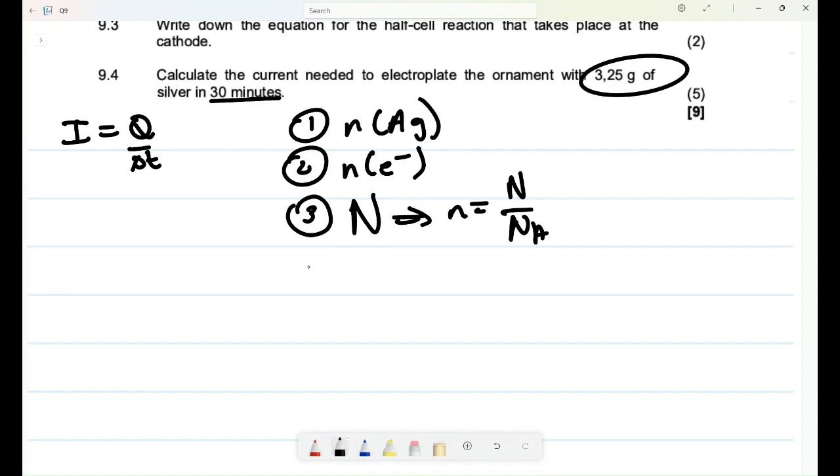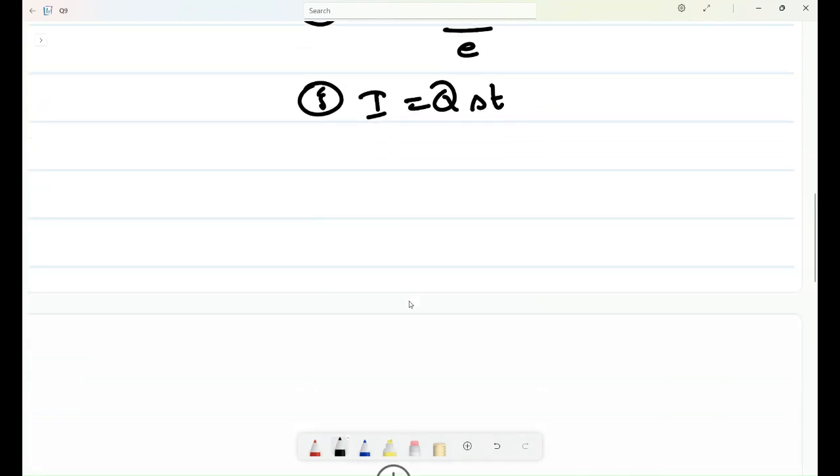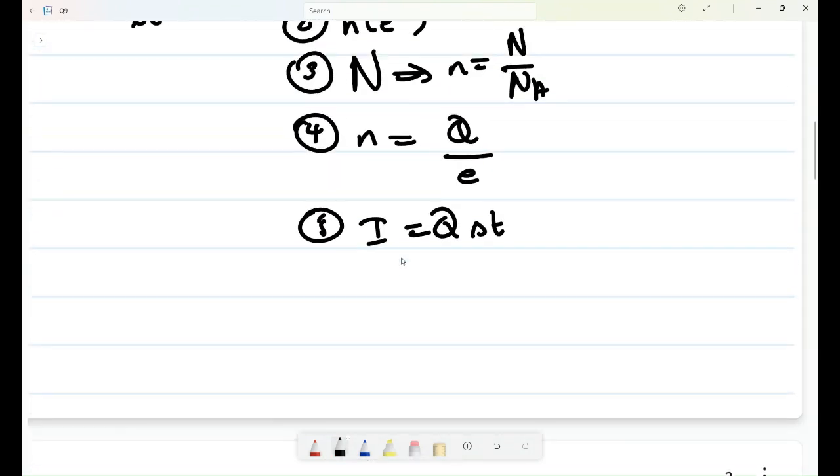The charge by using which formula? That says number of electrons is equal to charge divided by electron charge. We know one electron is equivalent to what? Okay. Then the fifth step, now that you have charge, you can say current is equal to Q divided by t. Let's execute those steps.